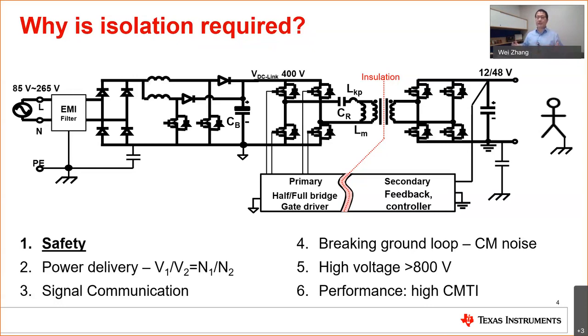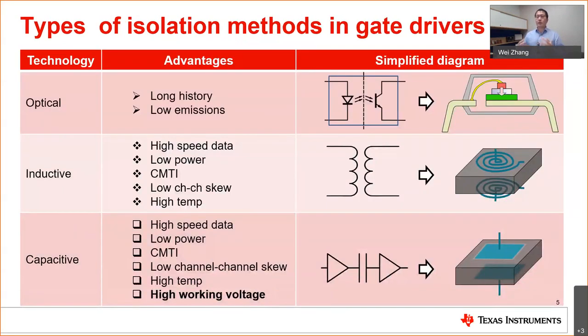And today we are discussing why, how, and what about the safety when using it for power converter systems. There are three types which are pretty popular in a variety of applications. We know the optical based ISO driver, which started from the 1970s, the optical isolation technology.